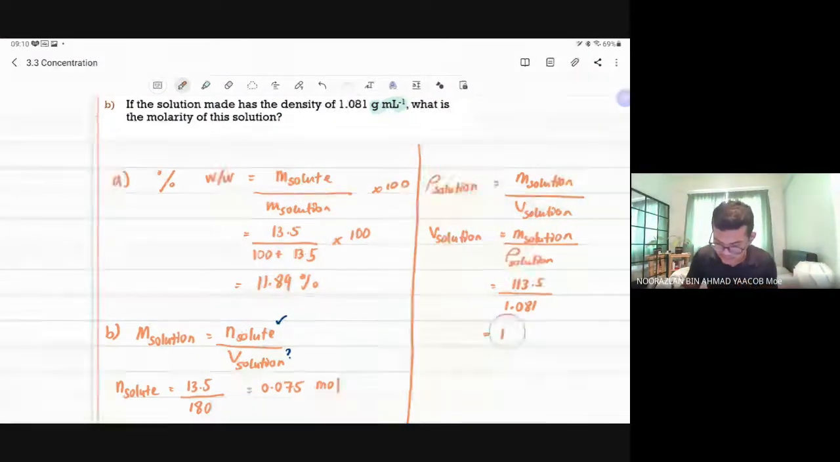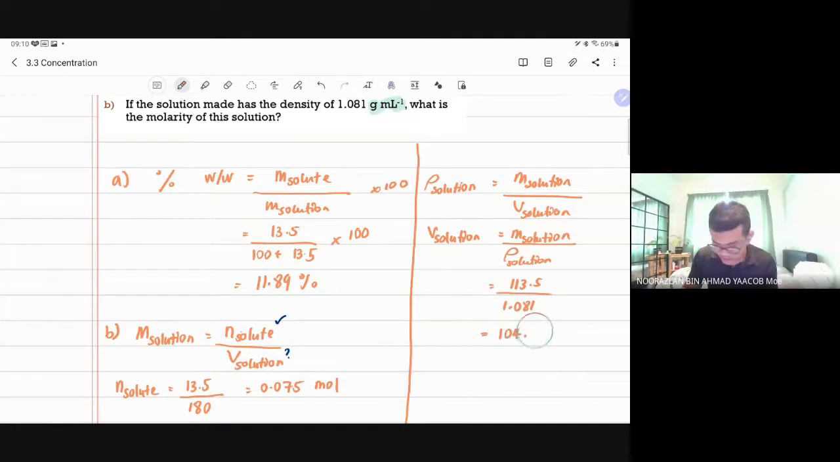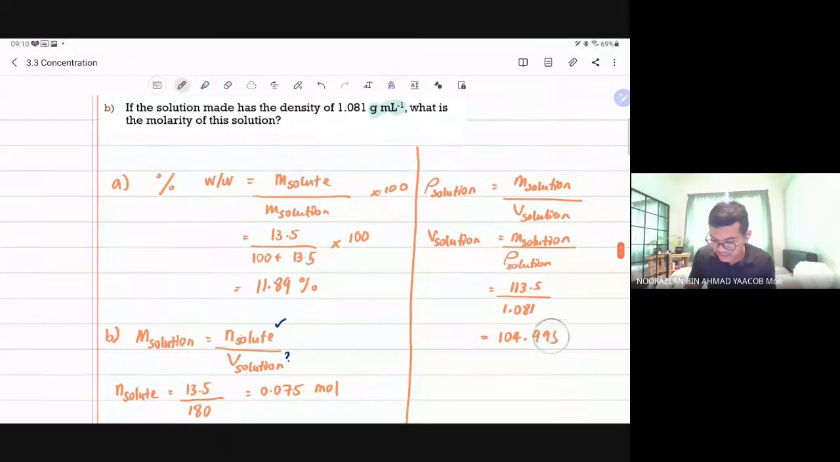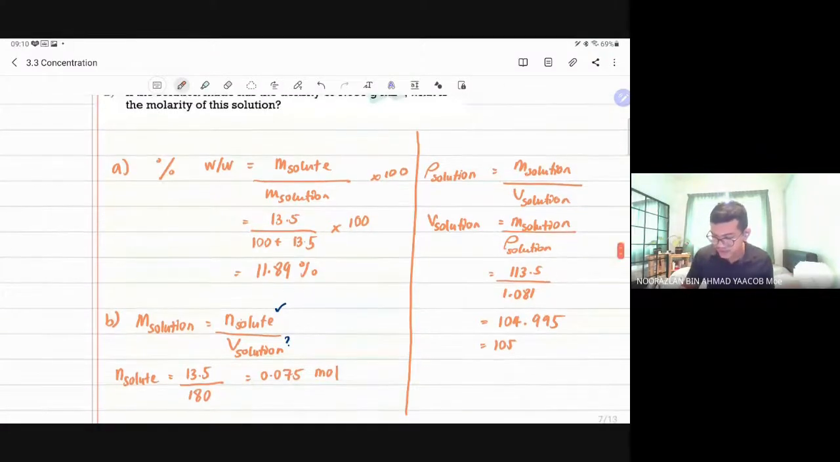Kita akan dapat 104.995. Nah, ni ada banyak ni significant figure. 1, 2, 3, 4, 5, 6. Kita boleh jadikan 4 lah. So kalau jadikan 4 sampai sini, bundarkan, kita akan dapat kosong. Kita akan dapat 105.